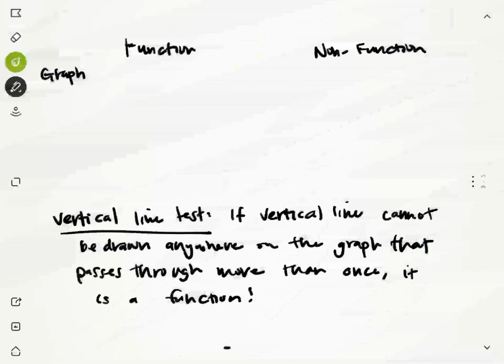Okay, and lastly, we're not going to really get into this today, but we might as well do it since we're talking about functions and non-functions. It's a good place to have it. The vertical line test, it's very wordy, but it's really simple in its execution. So if a vertical line cannot be drawn anywhere on the graph that passes through more than once, it's a function. So let's take a look at this.